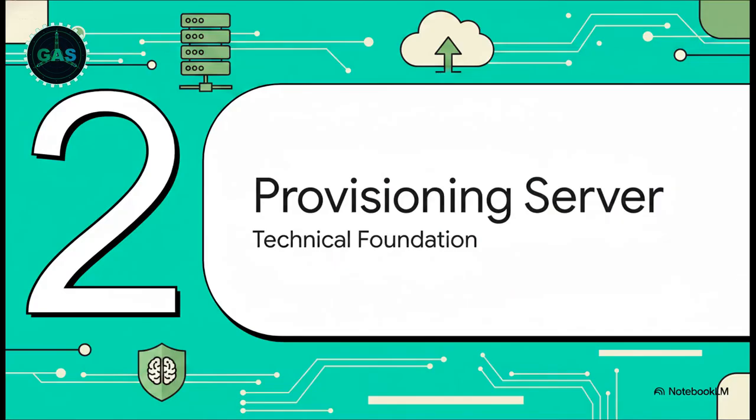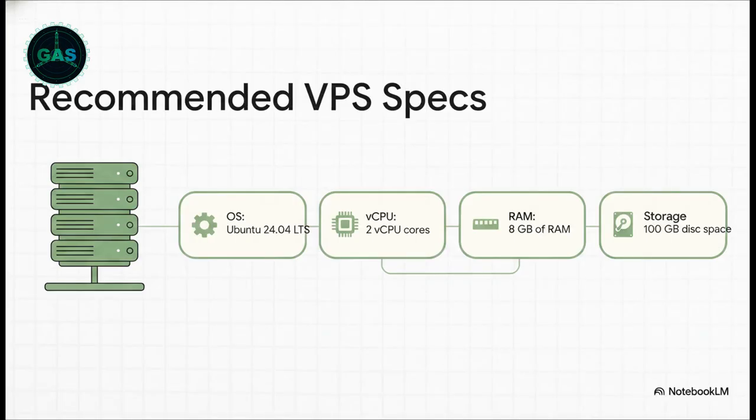Moving on to Section 2, provisioning your virtual server, setting the technical foundation. Okay, so what do you actually need under the hood? Here are the exact specs for your VPS to make sure your setup goes smoothly. Whether you go with a big-name provider or your personal favorite host, grab an operating system like Ubuntu 24.04 LTS. For your processing power and memory, you're going to want at least 2 vCPU cores and 8 gigs of RAM. Pair that up with 100 gigabytes of disk space, and honestly, that's the sweet spot.